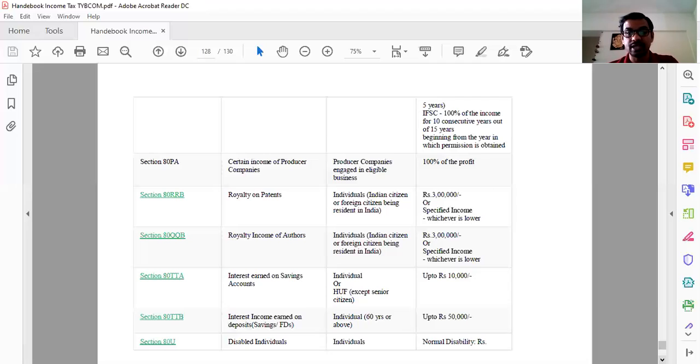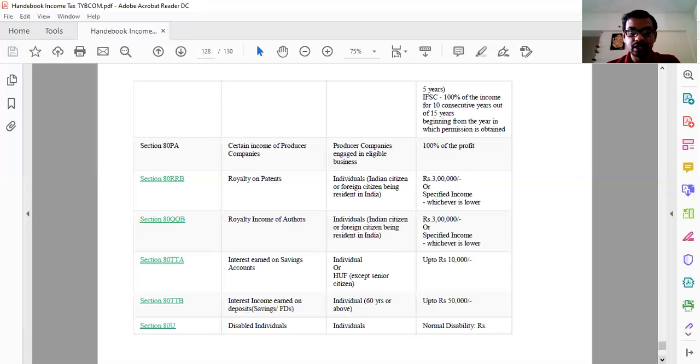So this section is applicable only for senior citizens, for the interest income earned on deposits like savings and fixed deposits, and it is up to rupees 50,000. Okay, and the next section is section 80U. It is applicable for the disabled individual, meaning a handicapped person, and the applicability is only for the individual.